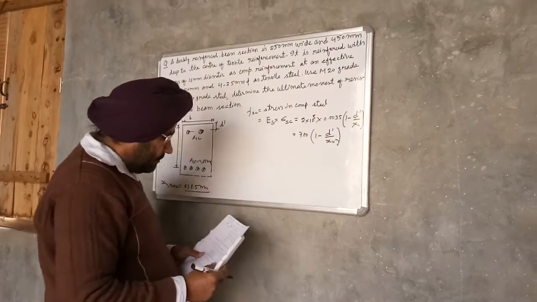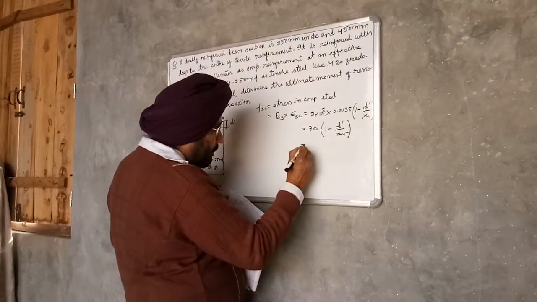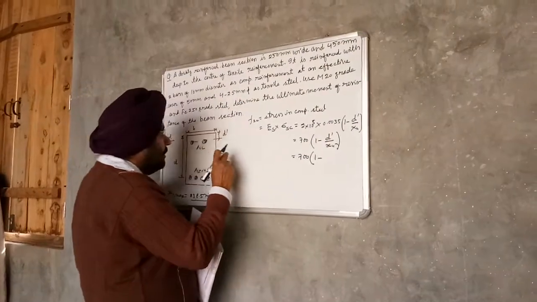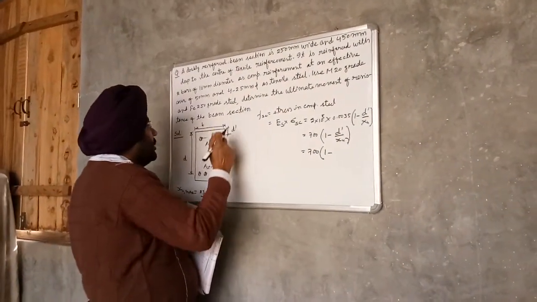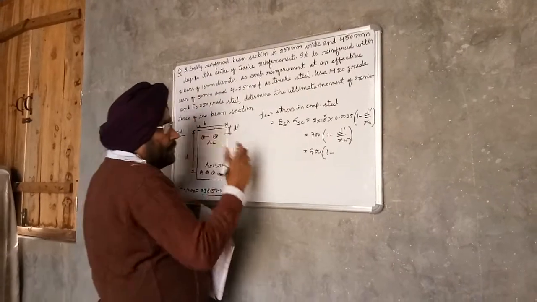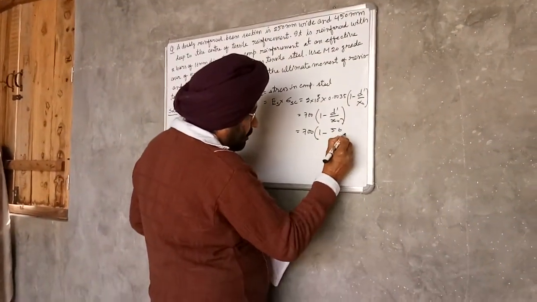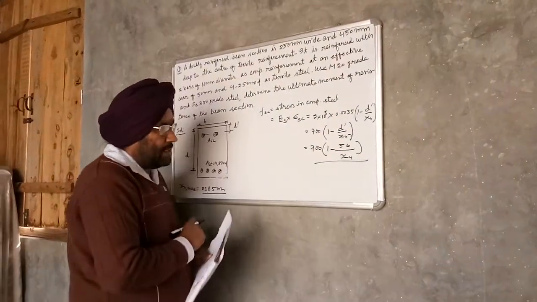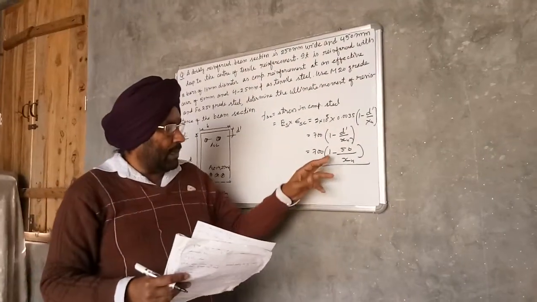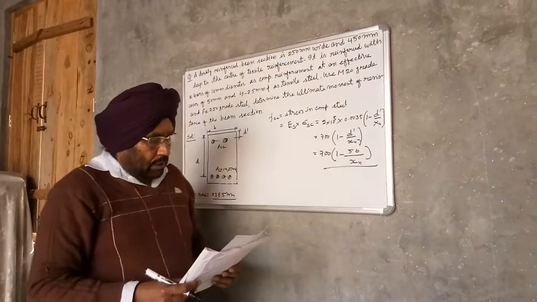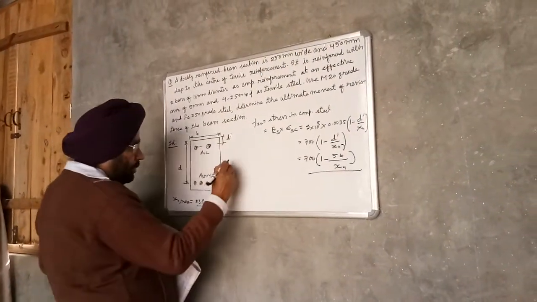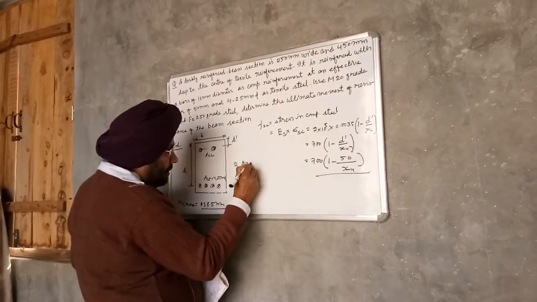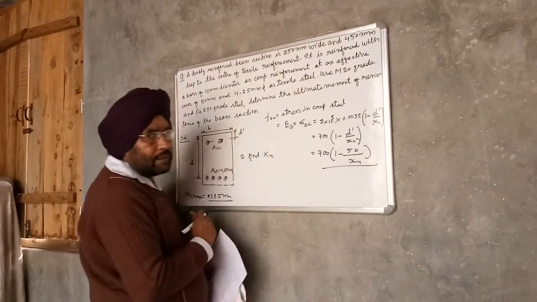So this is 700 into 1 minus d dash, cover to compression reinforcement. Its value is given to us, 50 mm. So this is 50 upon xu. So this is fsc, 700 into 1 minus 50 upon xu. Then find xu. So next step is to find the depth of the neutral axis xu.